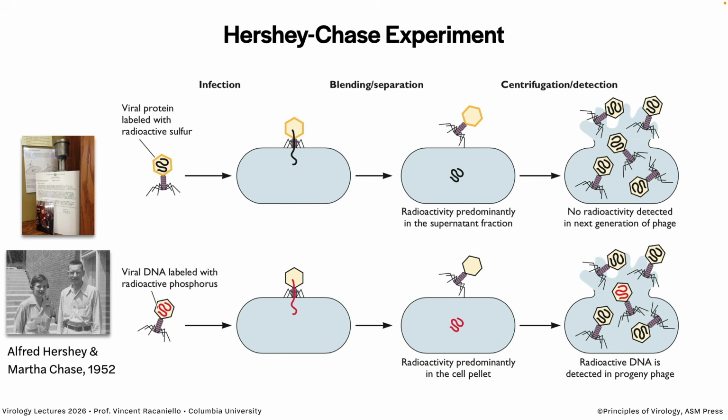Then you infect cells with these viruses. You allow the viruses to attach, and you just give them 5 minutes to attach, and then you put them in a blender and shear off any phages, and that prevents any more infection from happening. That's the use of the blender.